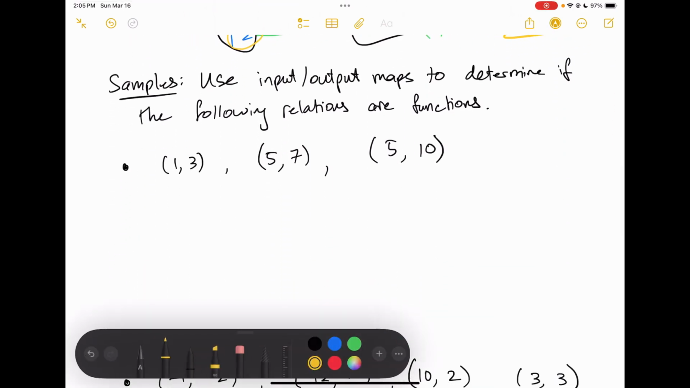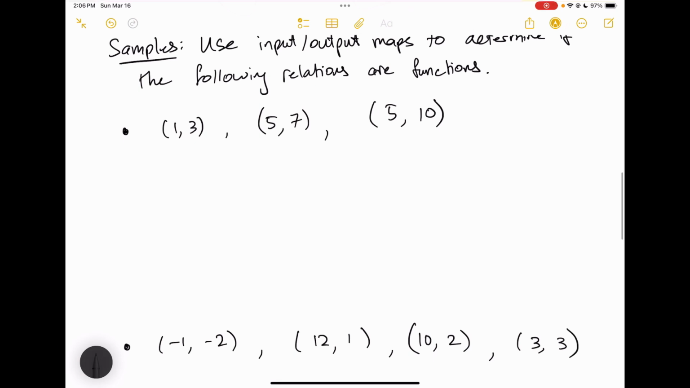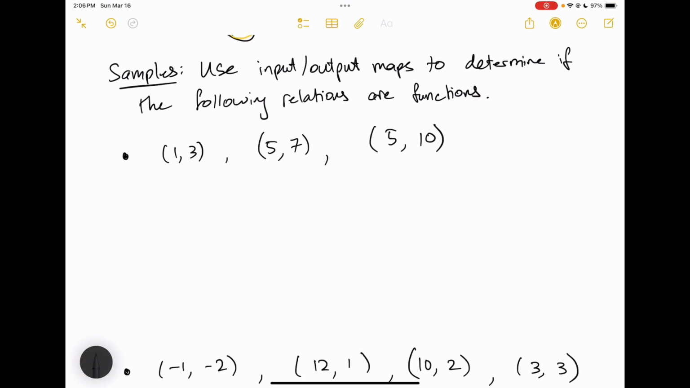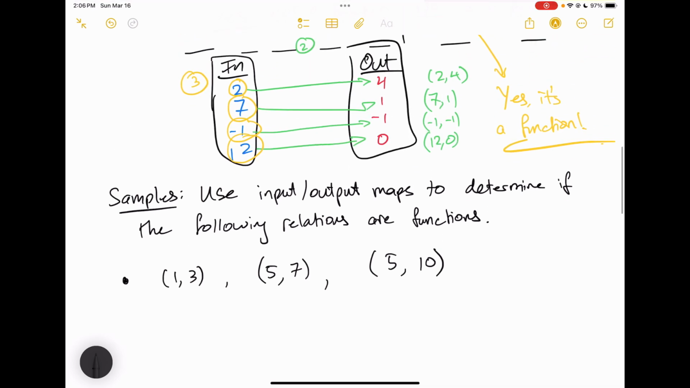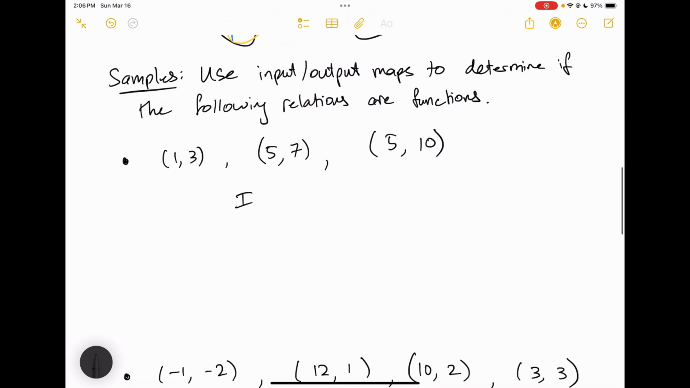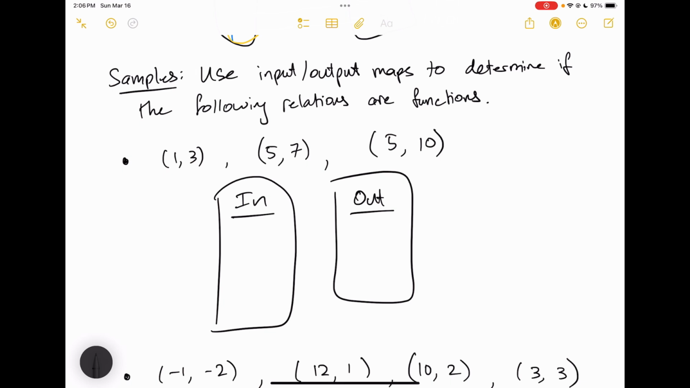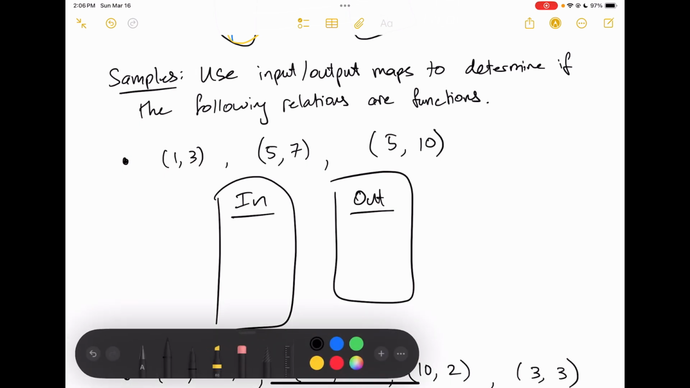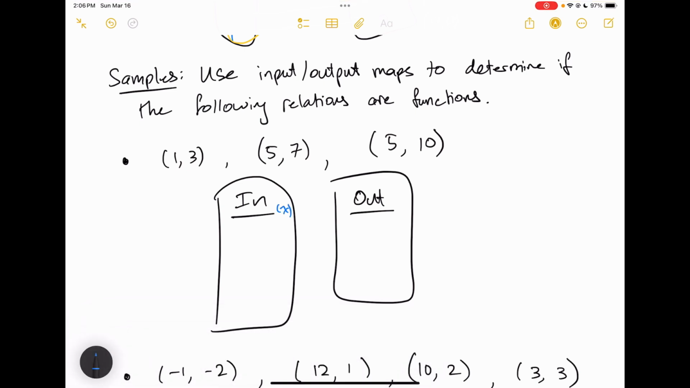Let's explore another example. This time, let's see this one right here, where we're going to use input and output maps to determine if each relation is a function. The way you show your work here is nothing more than the same input-output map you see here. So I'm going to go right out the gate and set up the input and output columns. So let's start off over here by writing the input-output mapping. I'm going to list out all of the x's here as the inputs.